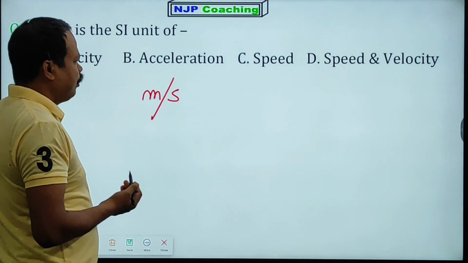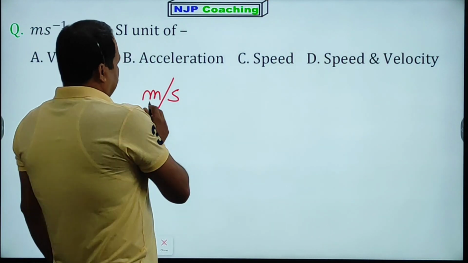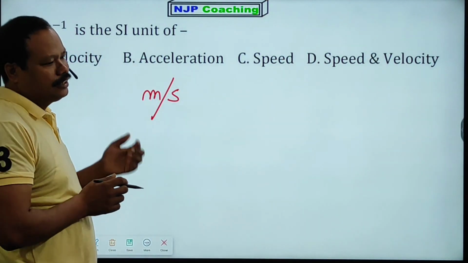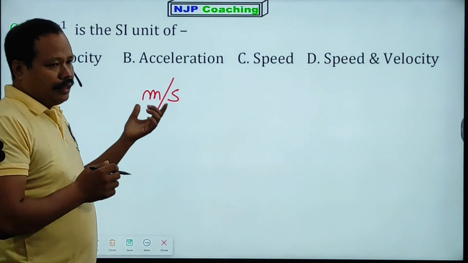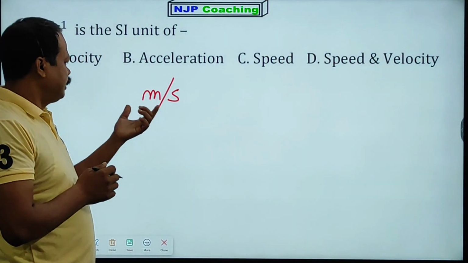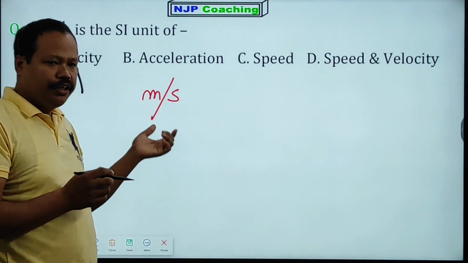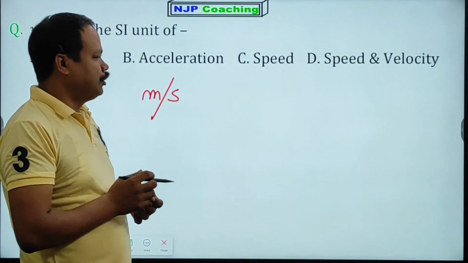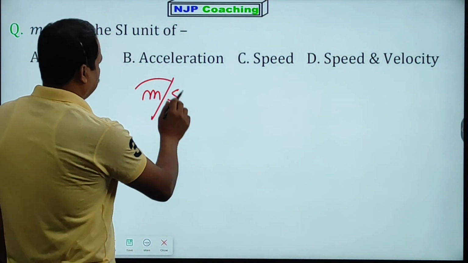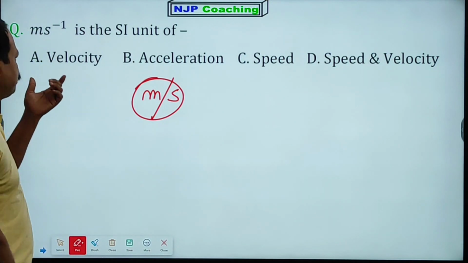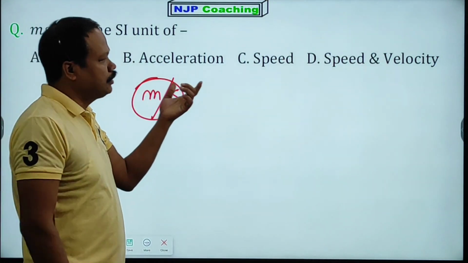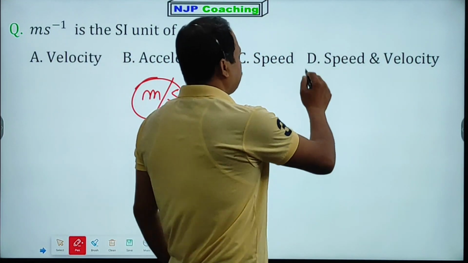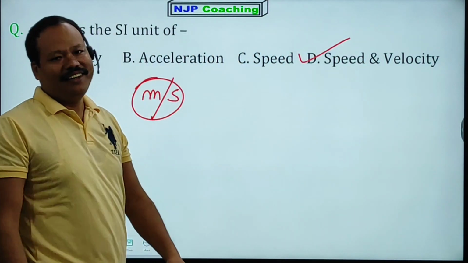Meter is distance, second is time, distance by time. It is a unit of speed also, it is a unit of velocity also, speed and velocity both. From the options, velocity, acceleration, speed, and again it is mentioned speed and velocity. The correct option is speed and velocity.